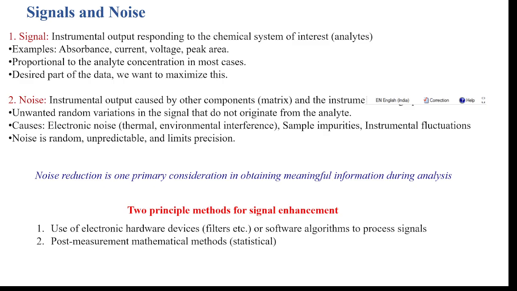Then there comes a term: signal and noise. Like I told you before in the previous slide, there is a signal and there is a noise. Signal is the output: when you put an analyte into the instrument, it will give you data, a graph, known as the output response of the analyte. For example, in different instruments the signals are different types, like UV has absorbance, some instruments have current as output, some have voltage, some have peak area.